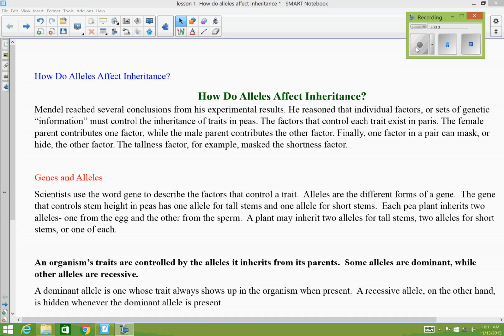About how alleles affect inheritance. You should have your notebook out and be ready to record any important information. How do alleles affect inheritance?